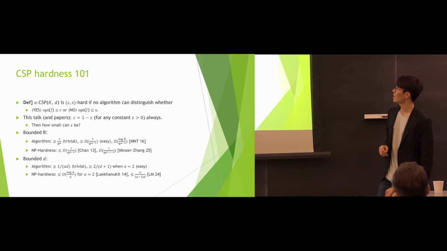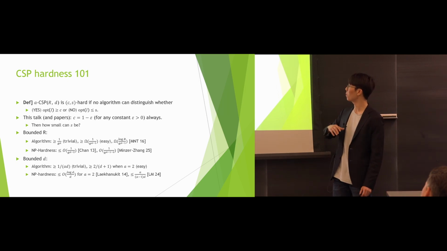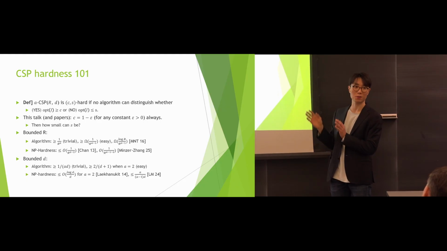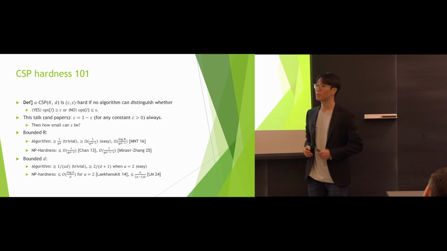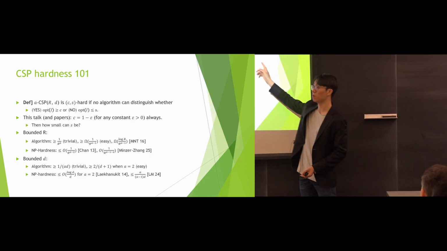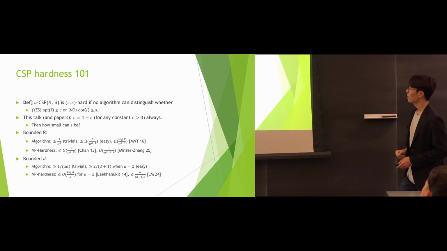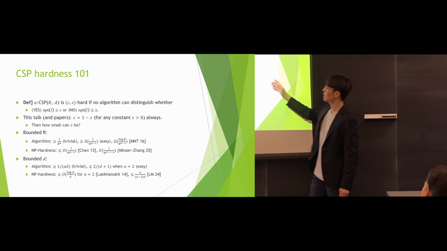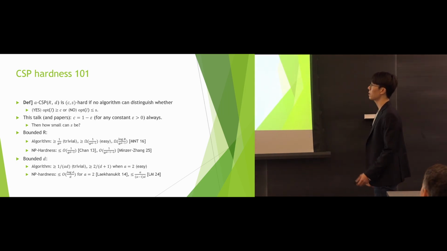But the good thing is that for us, C will always be 1 minus epsilon. We will only consider C values very close to 1, so that's one less letter. So the question is, what's the smallest value of S given A, R, D so that the hardness still holds? That's the question we're going to study, at least for the CSPs. I told you the bounded R case was actively studied from the complexity theory side. So what can you say about bounded R, ignoring what D is?